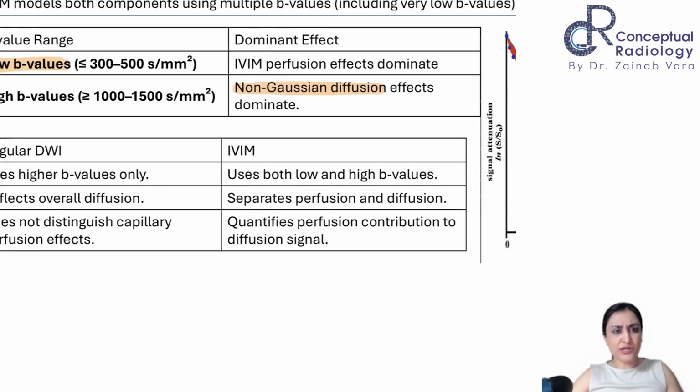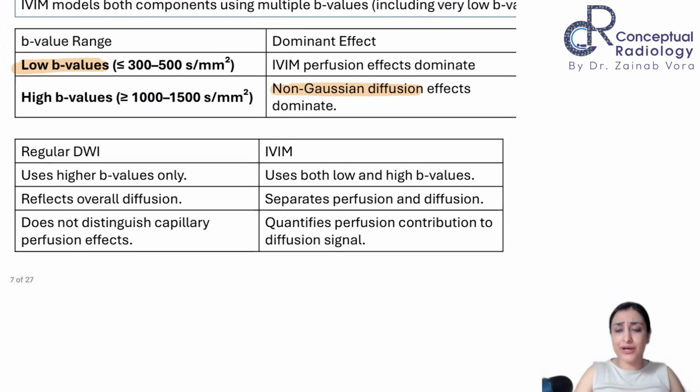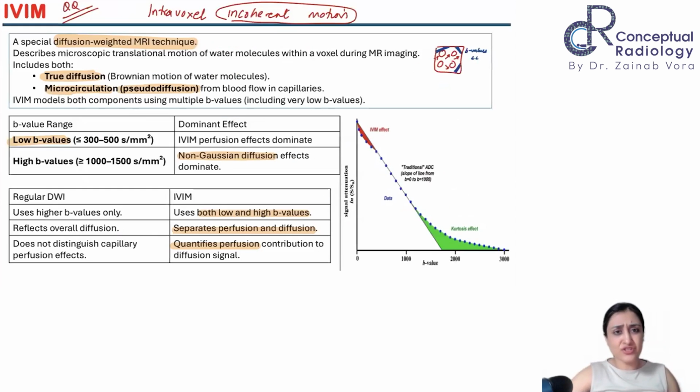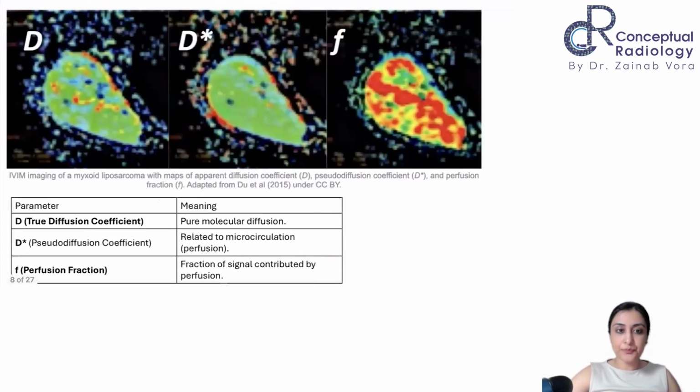Fine. Then what is the difference between regular DWI and IVIM? So IVIM is not a perfusion study. It's a diffusion study showing us perfusion. In one line, that's the gist. Okay. So DWI uses higher B values, reflects overall diffusion, does not distinguish capillary perfusion. Whereas this uses both. It separates perfusion and diffusion, and it quantifies perfusion's contribution to the diffusion signal. So more or less same thing, just more words.